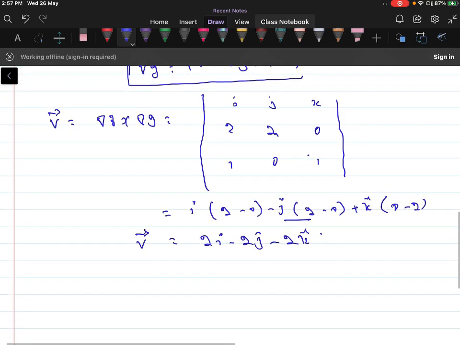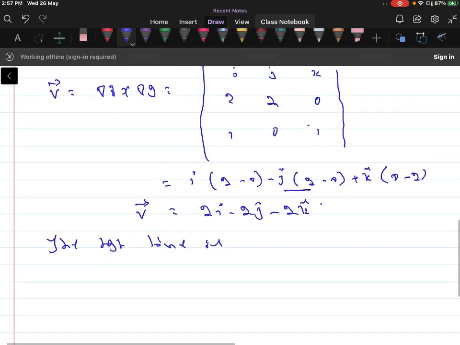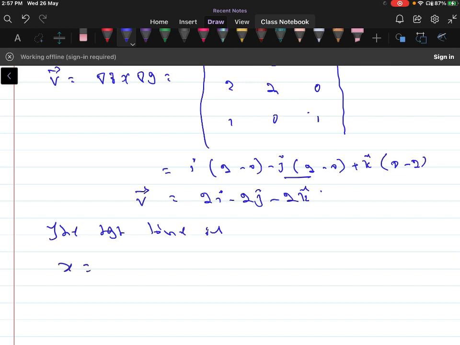Okay. So therefore the tangent line is x is equal to x naught plus v1 into t, where the components of v can be represented by v1, v2 and v3. And y is equal to y naught plus v2 into t, and z is equal to z naught plus v3 into t.